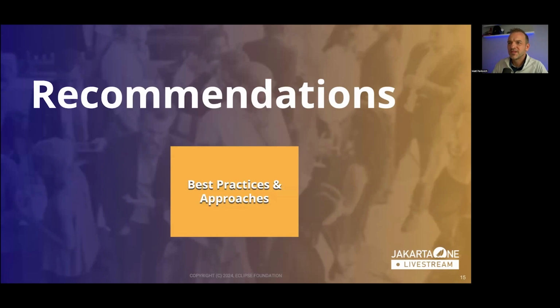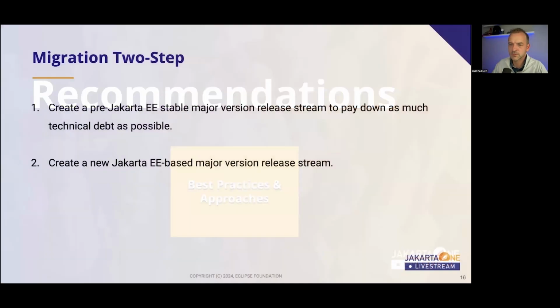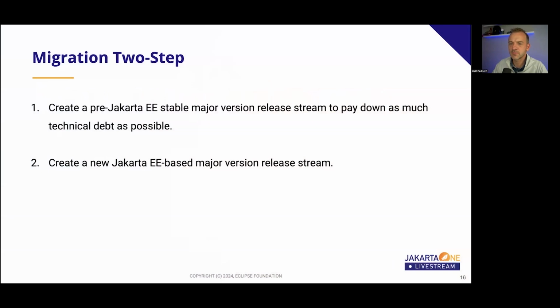All right, recommendations, best practices, and approaches. What works? The migration two-step: create that pre-Jakarta EE stable release version, pay down as much technical debt as possible. And then secondly, create a new Jakarta EE based major version release stream to run in parallel.